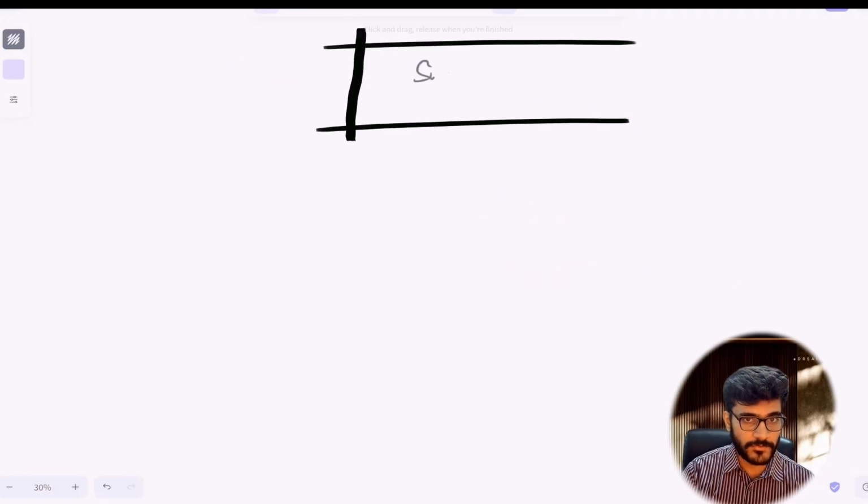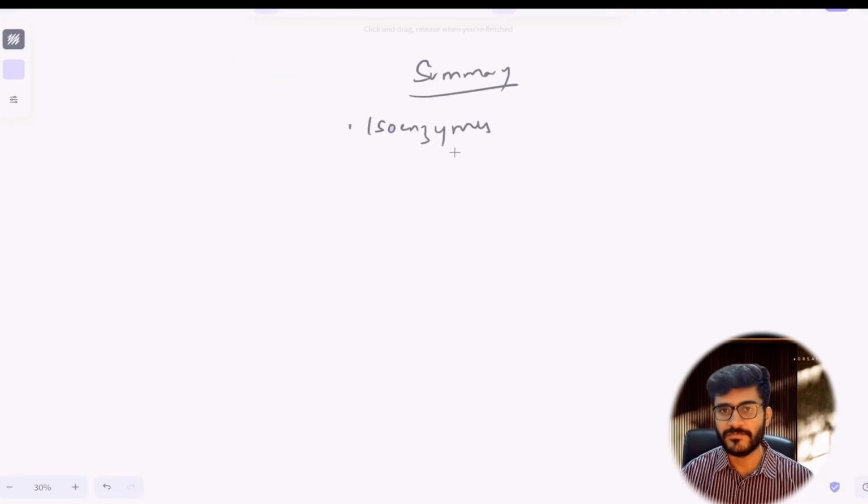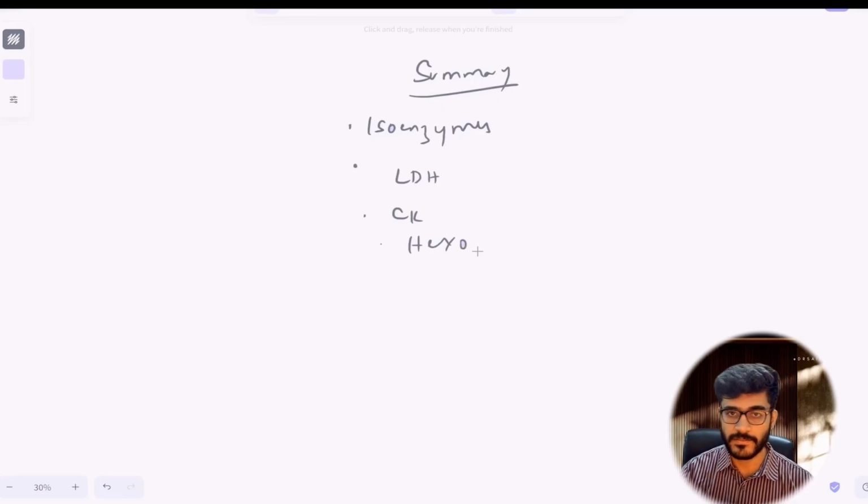Now finally, let's come to the summary. So what are isoenzymes? They are different forms of an enzyme catalyzing the same reaction but with distinct properties and tissue distributions. Then what are a couple of examples? There is LDH, there is CK, there is hexokinase and glucokinase. LDH, if you recall, is a tetramer and the subunits are H and M. It has 5 isoforms. LDH1 is present mainly in the heart. LDH5 is present in the muscle or liver. LDH2 is usually more than LDH1, but in certain circumstances, LDH1 is found to be more, and this is seen in myocardial infarction. This is called the flipped pattern.